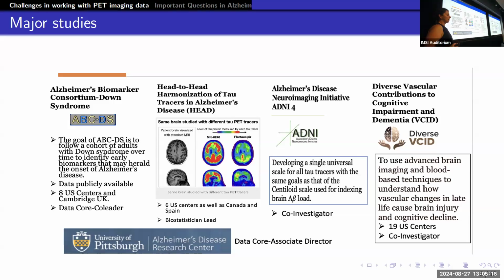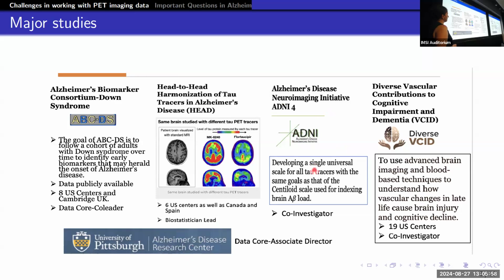I work with a lot of multi-site studies. One of them is the Alzheimer Biomarker Consortium. This is the Down syndrome study, so we're studying Alzheimer's disease in Down syndrome people. This is a multi-site study, 8 centers in the United States and Cambridge, UK. And I direct the data core. I am also the biostatistician for the head-to-head harmonization of tau tracers in Alzheimer's disease. This is the HEAD study. This is the first study in the world that is collecting multiple tracers in the same individuals. This has 6 US centers, Canada and Spain.